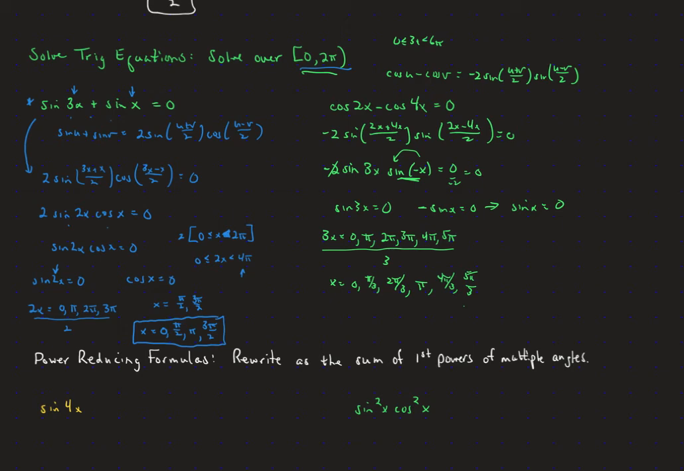Now, from sine x, we just get 0 and pi, because we're only going one time around the circle, since that's just a 1x, but the 0 and pi have already been named, so we haven't gained anything, and these 6 answers are the answers we're after.